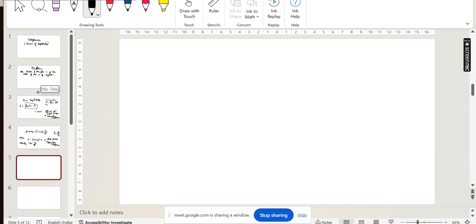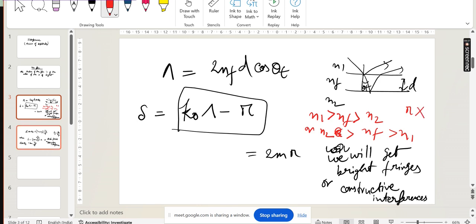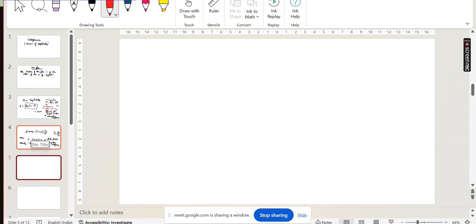Here we need to remember one thing: if n1 is greater than nf and n2 is greater than nf, or nf is greater than n1 and n2, the pi phase shift will not be there, and the equations will change that way.